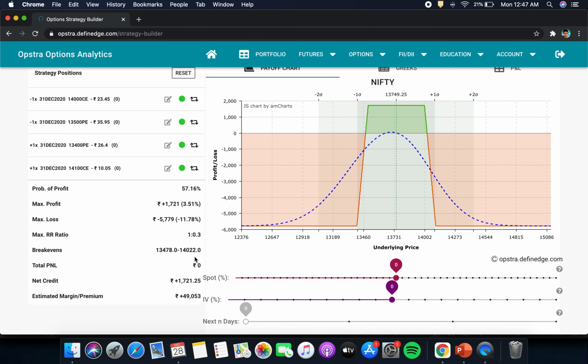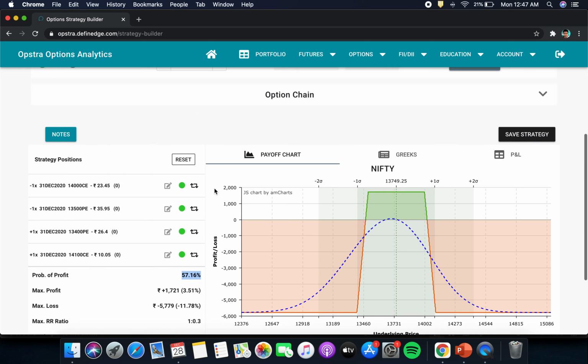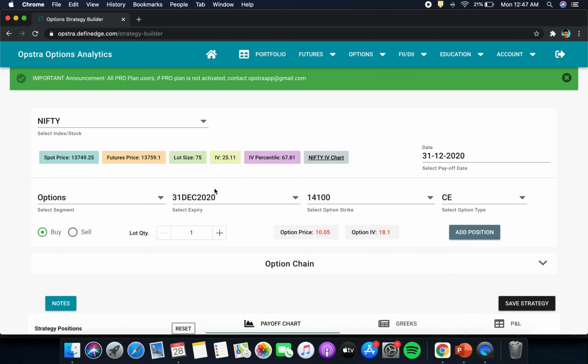So you can see that if the market stays from 13,478 to 14,022, we will be in profits. And basically, if the market stays between 13,503 to 13,996, we'll get the maximum profit, which is 1721. So this is basically iron condor, and it has a high probability of profit. The risk to reward might not look really favorable, but I think that this works most of the time, especially when the volatility is low. But this is just a particular example. The markets can be really volatile, as this is the last week of the year, so you should be careful.